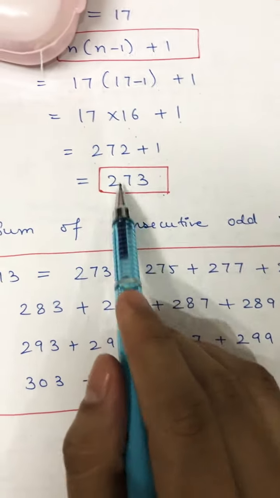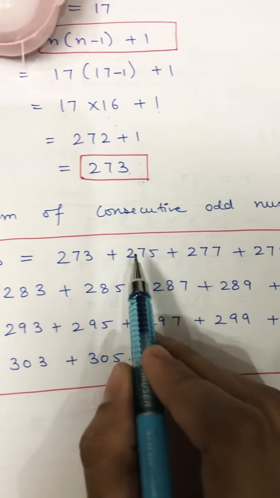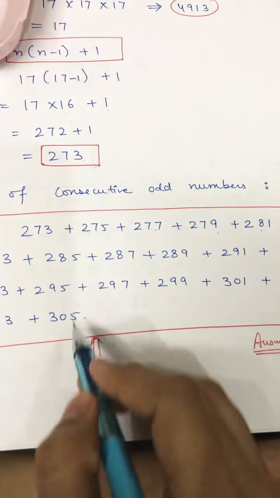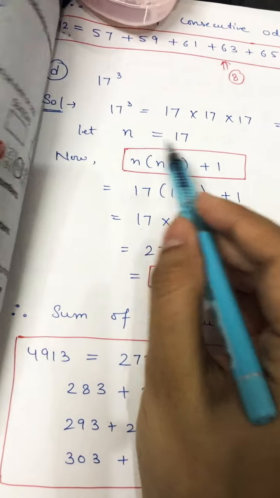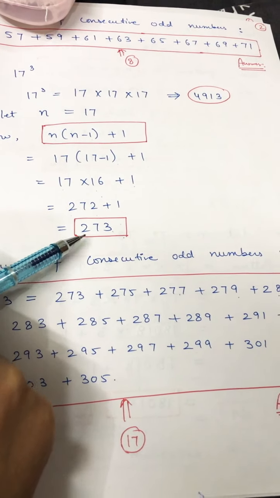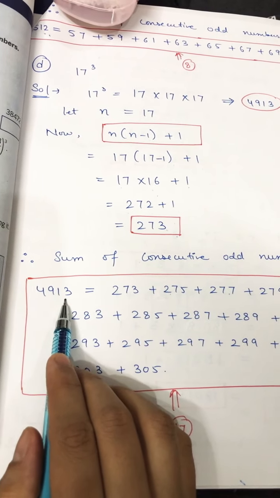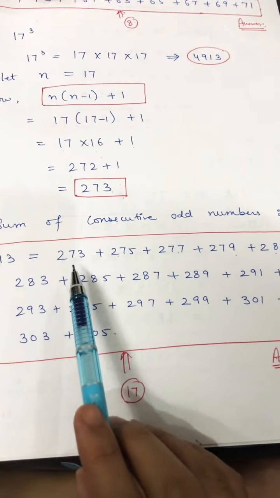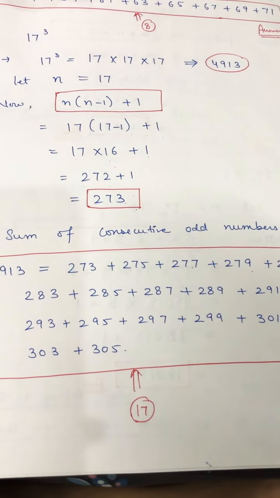Now this is an odd number. Now write down the next odd numbers. After 273, which is the next odd number? 275. Next 277, next 279, next 281. How many do you have to write down? You have to write down a total of 17 consecutive odd numbers, because n is 17. When you add all these numbers, the answer will be 4913. 4913 is the cube of 17. Clear? So from 273 you have to write down up to 305. These are the consecutive odd numbers.